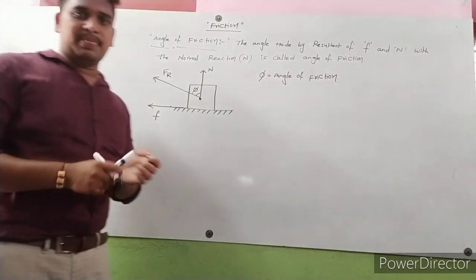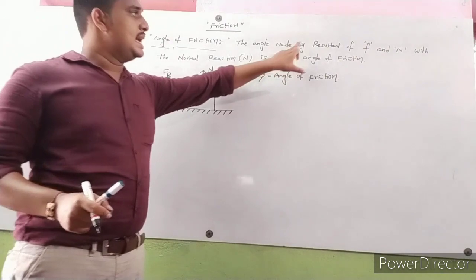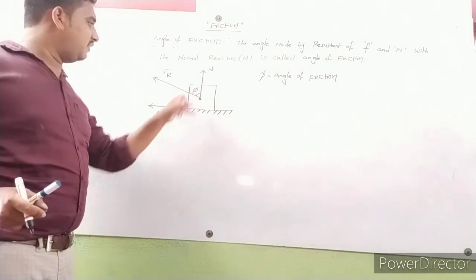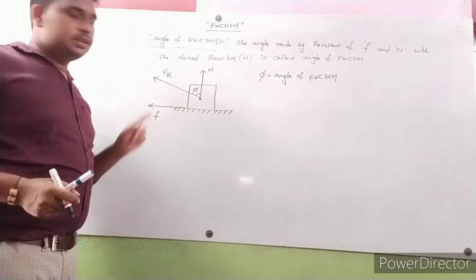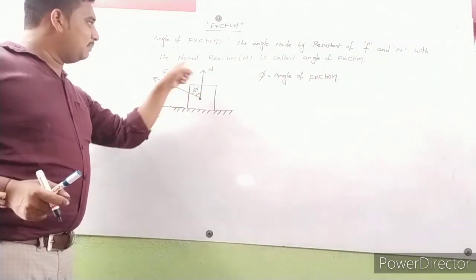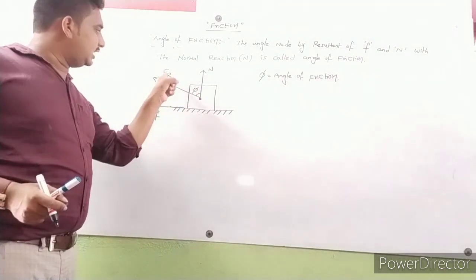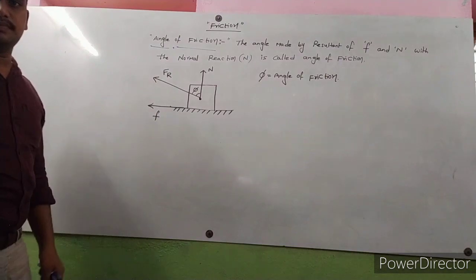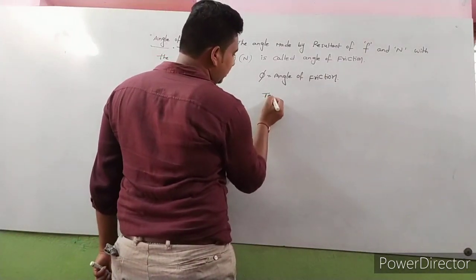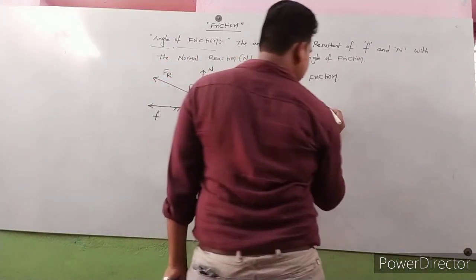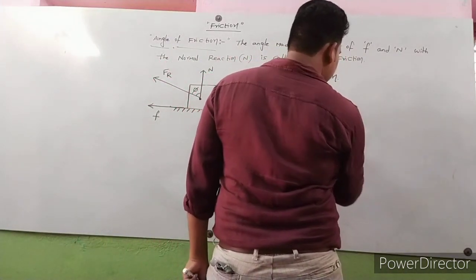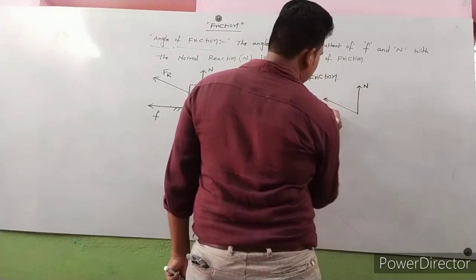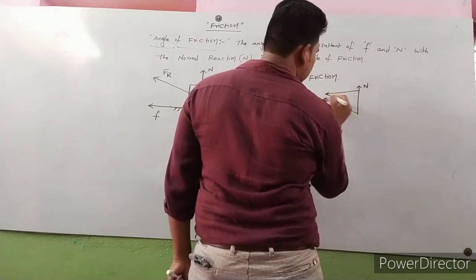Now observe the definition. The angle made by the resultant of F and N. This is the resultant, Fr. That Fr makes an angle with the normal reaction. So this angle is called the angle of friction. Observe carefully in this diagram, from this, tan phi is equal to. This is the resultant force, and this is the normal force. Definitely, this is not the frictional force.